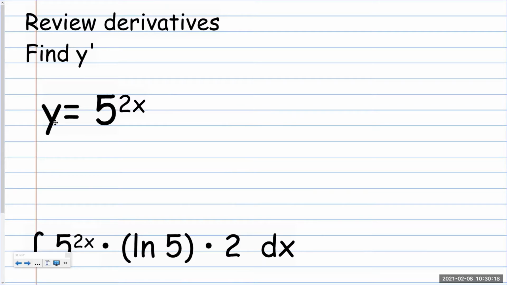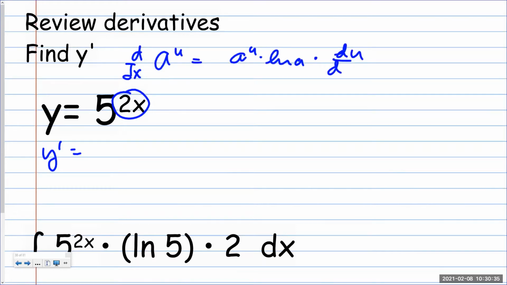Okay, so the derivative of 5 to the 2x. Now the x is not in the base, the x is in the exponent. So that's why I know it's an a to the u problem. The derivative of a to the u is a to the u times ln of a times du dx. There's 3 parts to it. So I need 3 parts here.